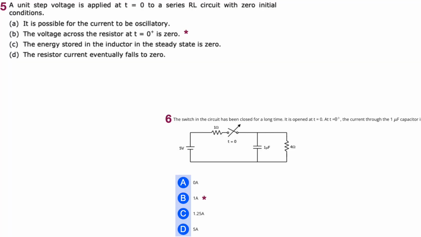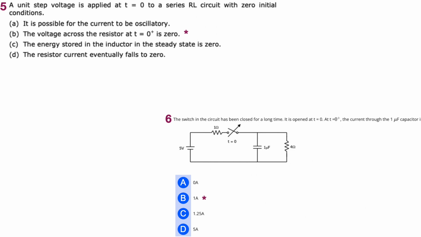after the transient, when things have settled down, all the charges have been collected, all the magnetism has been built up, etc. And then we have a shorted inductor or an open capacitor. Moving on: the switch in the circuit has been closed for a long time, as we guessed. It is opened at t equal to 0. At t equal to 0 plus, the current through the 1 microfarad capacitor is asked.